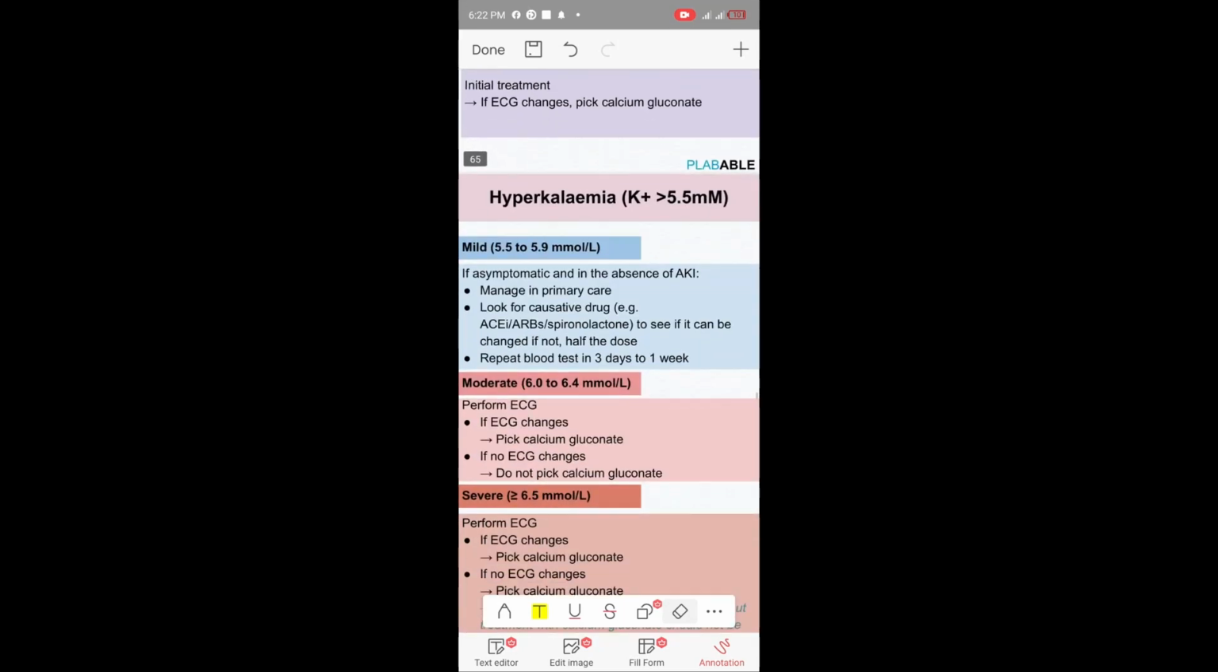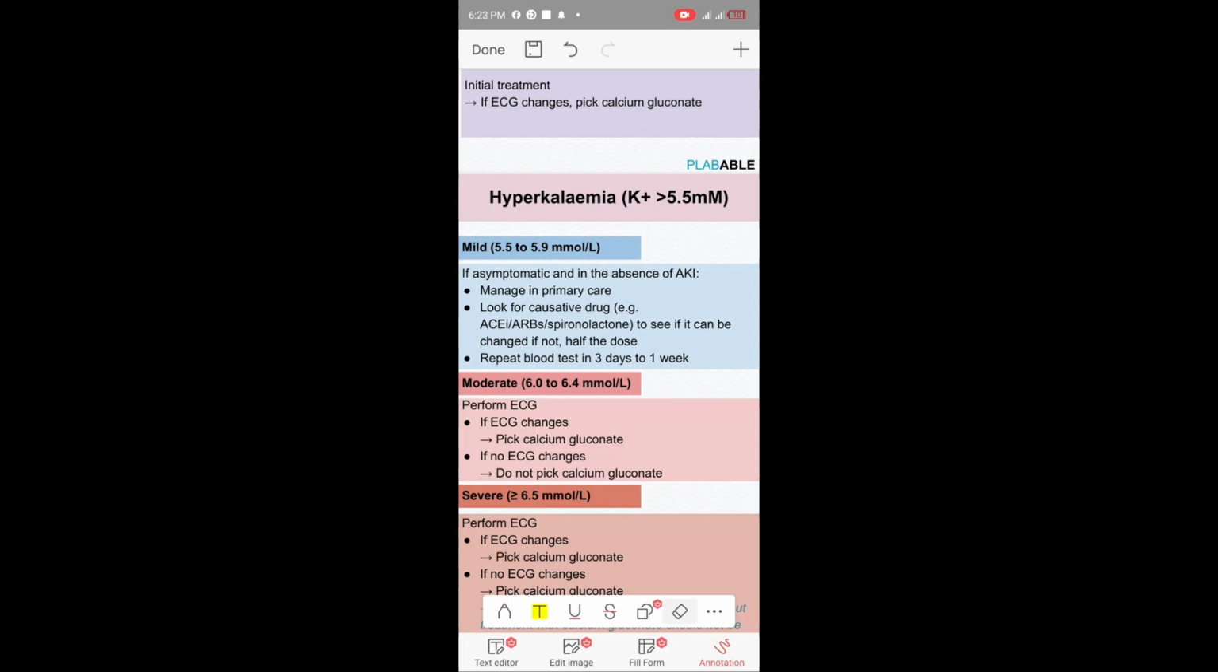For hyperkalemia, 5.5 to 5.9 is mild, 6.0 to 6.4 is moderate, and greater than 6.5 is severe. Now, if it's mild and there are no ECG changes, you need not do anything. You need to repeat the level and correct why it is going on, if the patient is receiving any kind of medication that is causing the hyperkalemia. And if it's moderate, you need to go for an ECG.